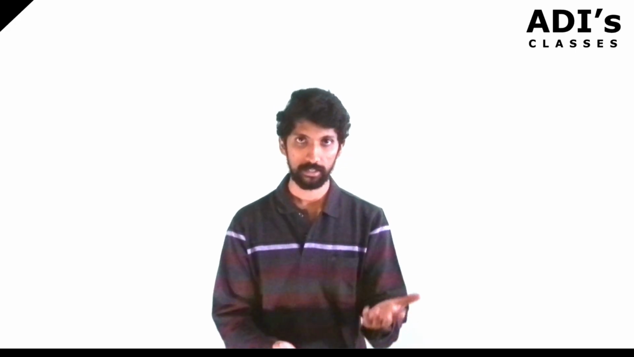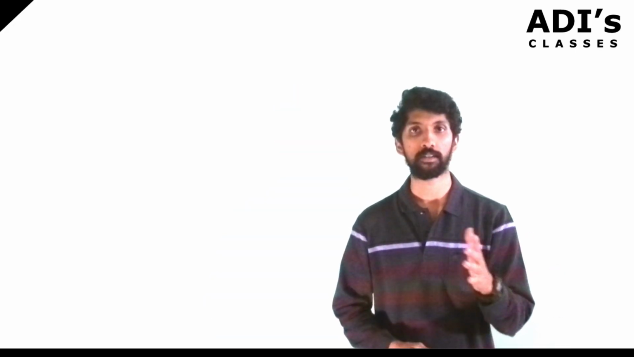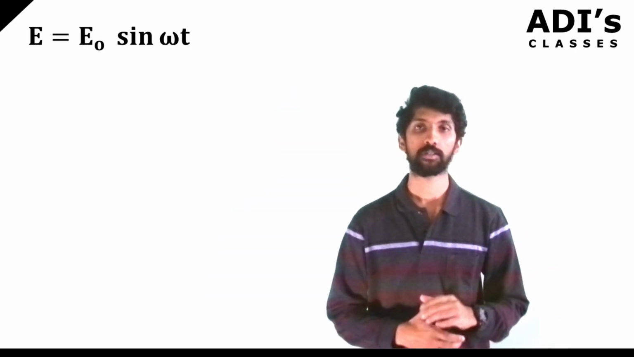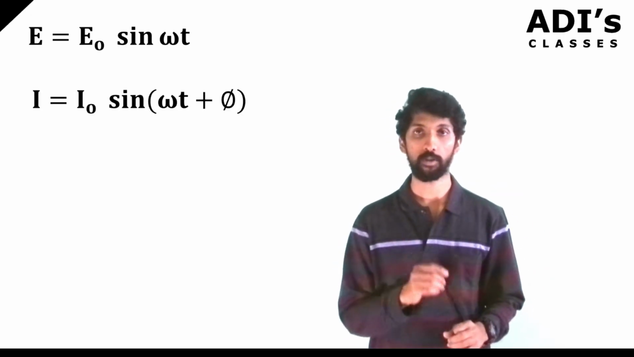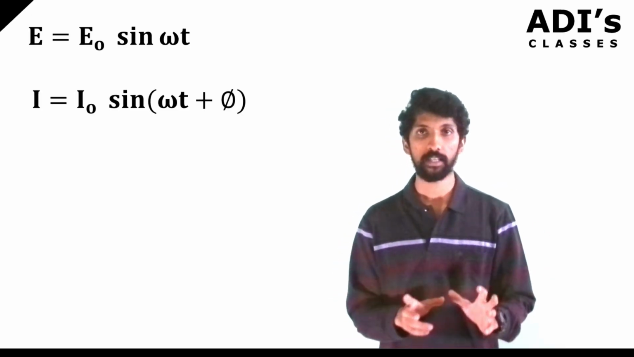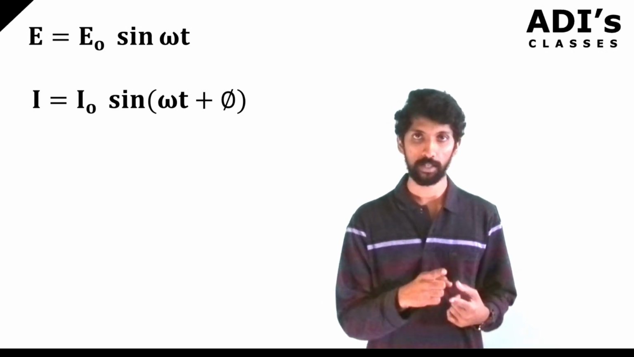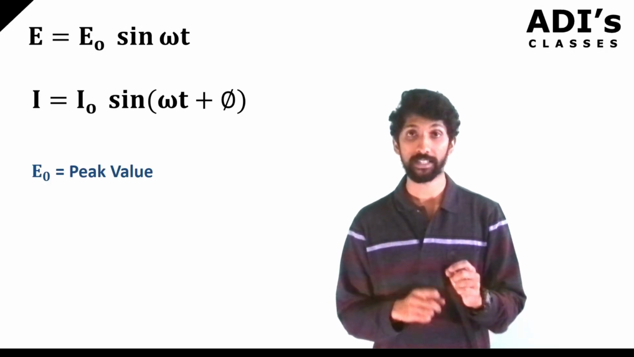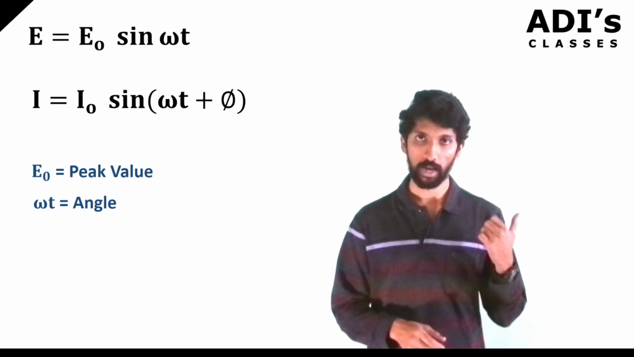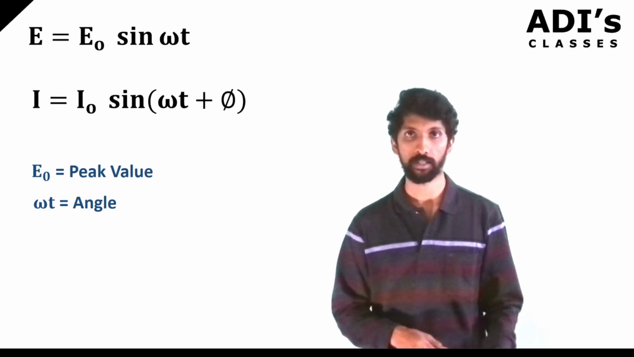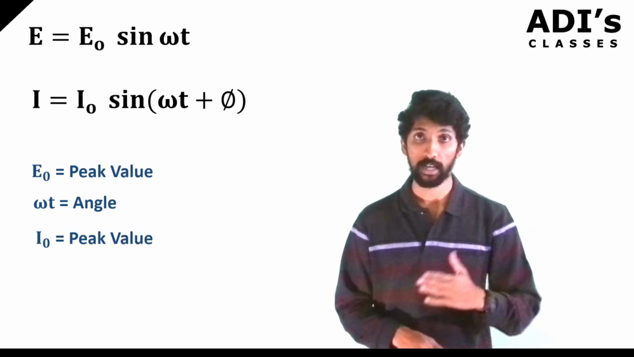Okay, so now we have an equation. Let's say E is equal to E naught sine omega t. And then we have one more, I is equal to I naught sine of omega t plus phi. See here, E naught is the peak value and omega t is basically the angle, correct? And for I also, I naught is the peak value and omega t is the angle.